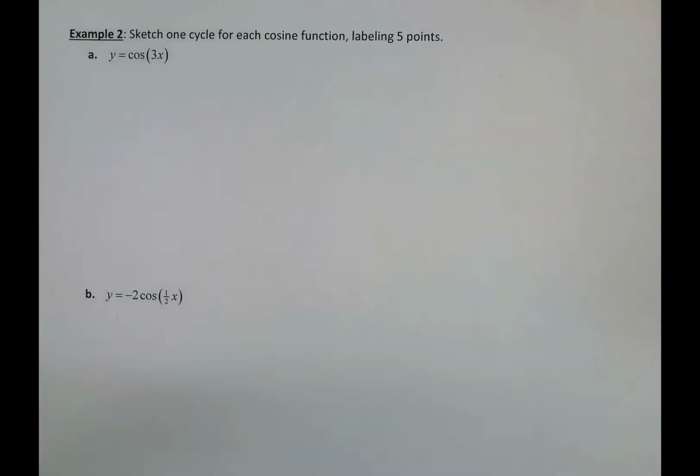Example 2, we're going to now graph transformations of cosine. Again, we're only looking at stretches and compressions. We're not looking at vertical and horizontal shifts. We're going to be doing that in example 3. So for cosine, let's revisit the parent function of cosine.